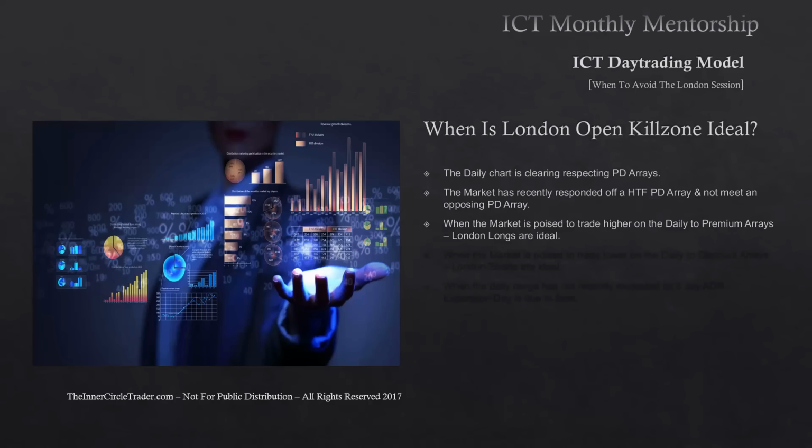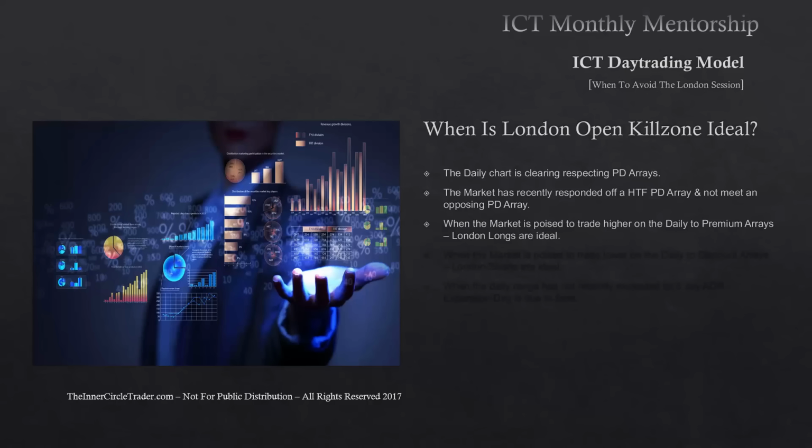When the market is poised to trade lower on the daily to a discount array, London shorts are ideal. Same scenario, just reversed from the previous point. If we have just recently traded off of a premium array, and we're going to be reaching down into a discount array, that means a bullish order block, closing a fair value gap below market price, closing a liquidity void below market price, trading down below an old low. Market's poised to make a low resistance liquidity run to a discount. If we see that scenario on the daily, London shorts are ideal.